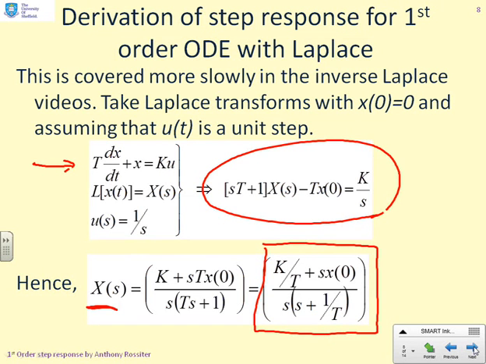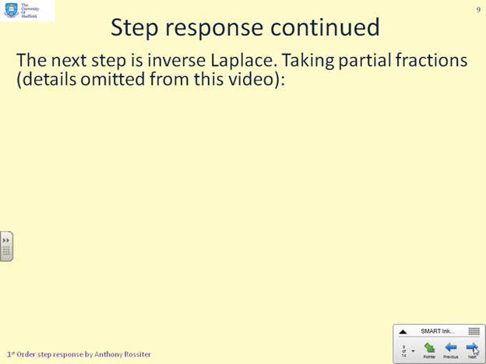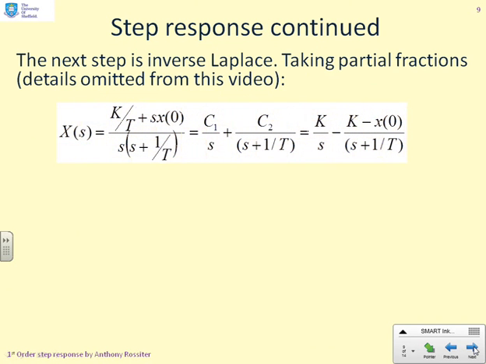We won't dwell any more on that and suggest you look at the videos on Laplace if that went a little bit too quickly. Next we want to do inverse Laplace to solve the corresponding x of t. So here we go. We've got this term here, which is what we had on the previous slide, and what we're going to do is say that if I put this into partial fractions, I'm going to get c1 over s plus c2 over s plus 1 over t. Now I've just written the solution down. Here it is, k over s minus k minus x of 0 over s plus 1 over t.